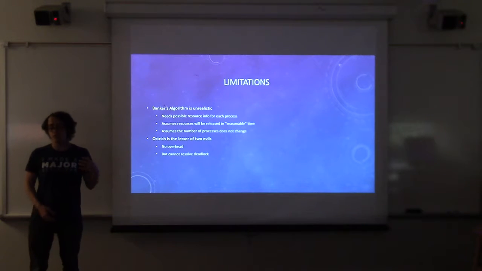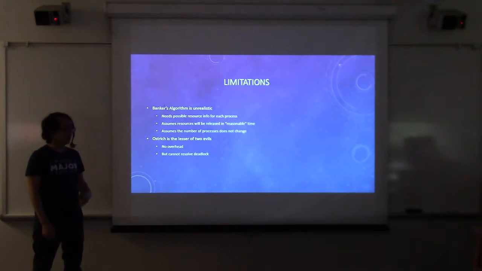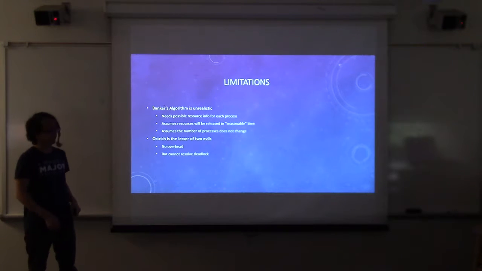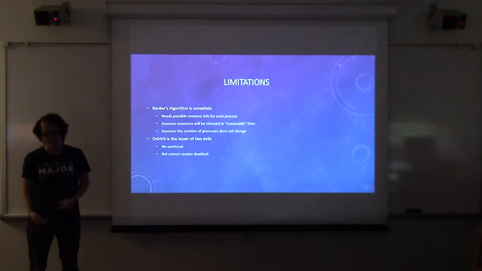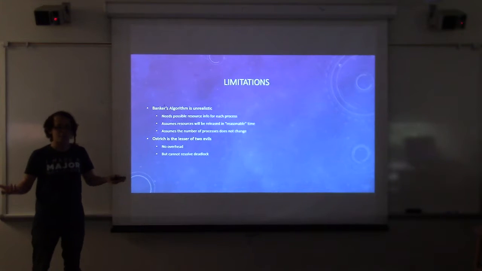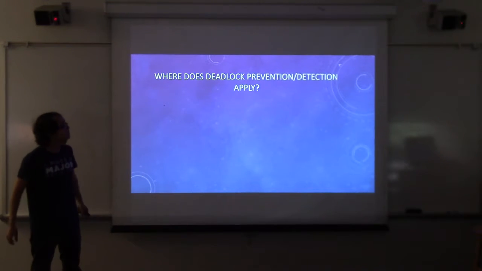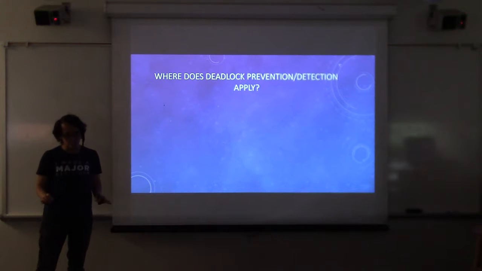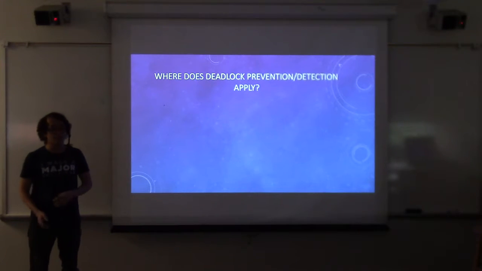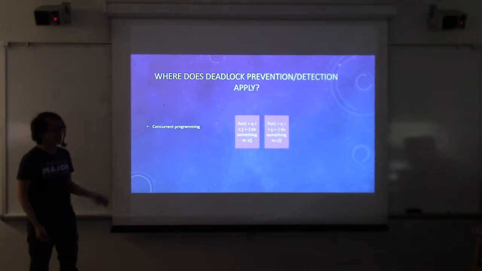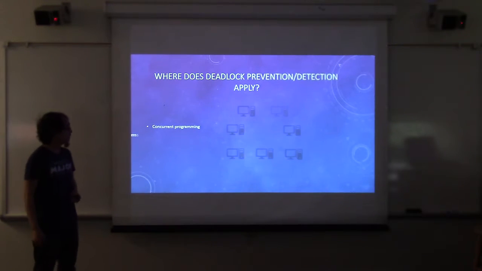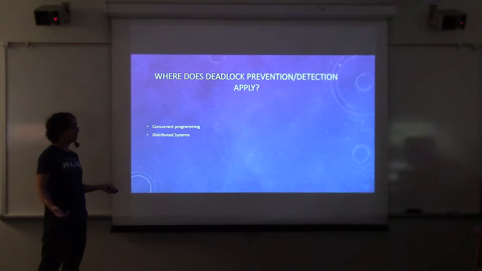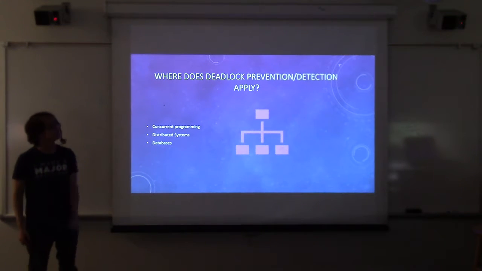But what about the restrictions on the ostrich approach? Well, it's the lesser of 2 evils because, hey, there's no overhead. But on the downside, it doesn't handle deadlock at all. So where exactly does deadlock prevention then apply to contemporary computing? Well, first of all, we have concurrent programming, which is obviously becoming more and more popular these days. Then we also have distributed systems. And lastly, we have databases.